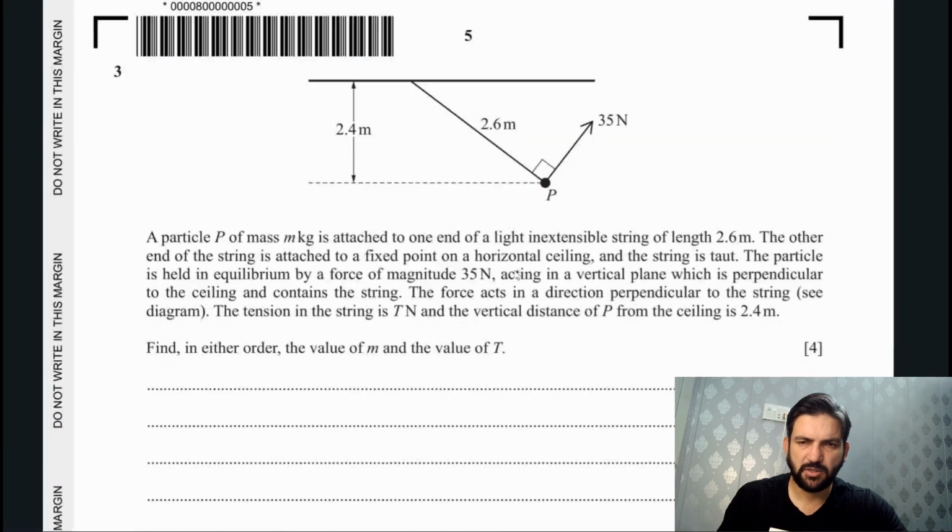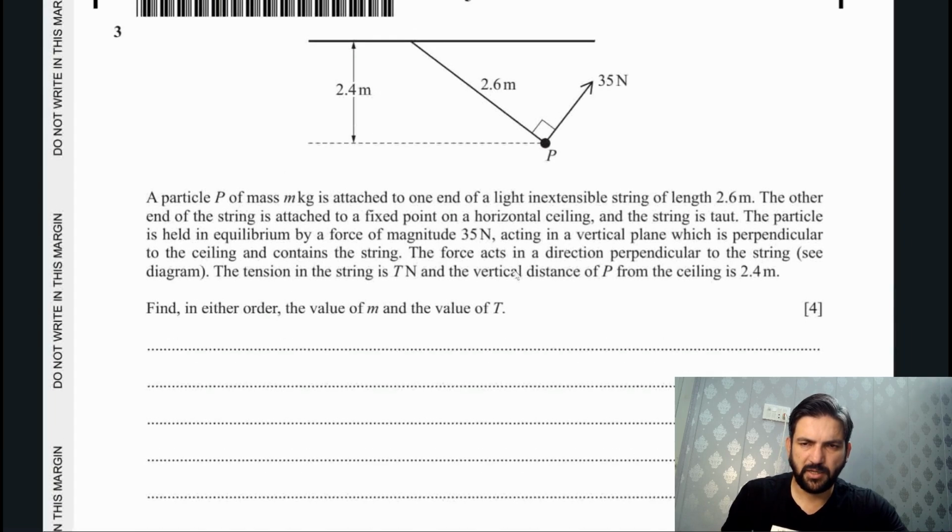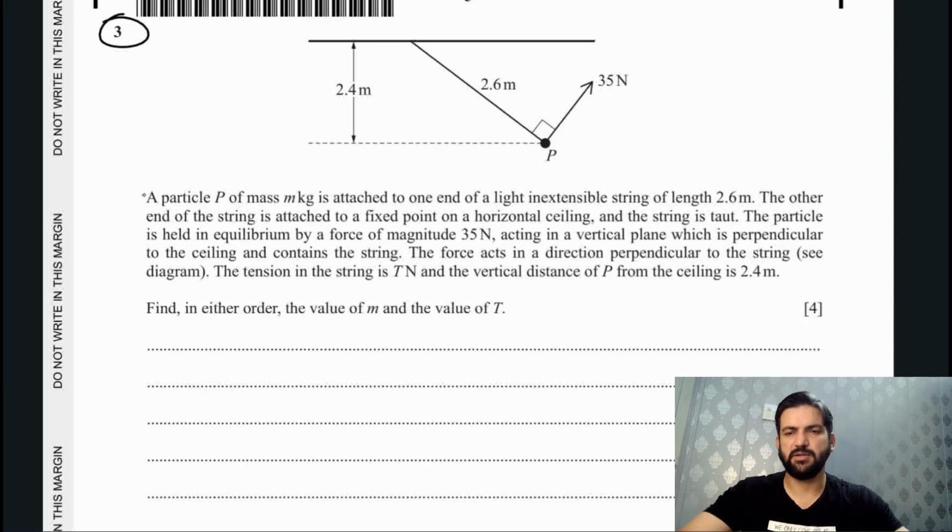Let's move to question number 3. A particle of mass m kg is attached to one end of a light inextensible string of length 2.6 meters. The other end of the string is attached to a fixed point on a horizontal ceiling. The string is taut. Taut means we need to highlight the key words. Taut means that there will be a tension.